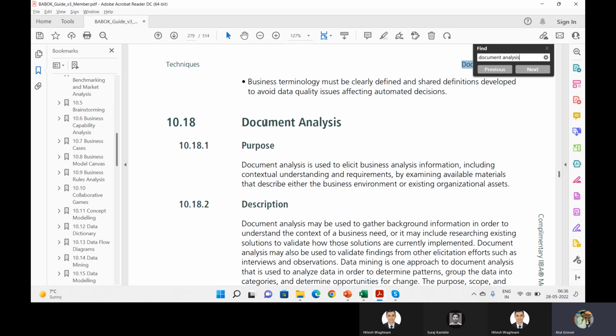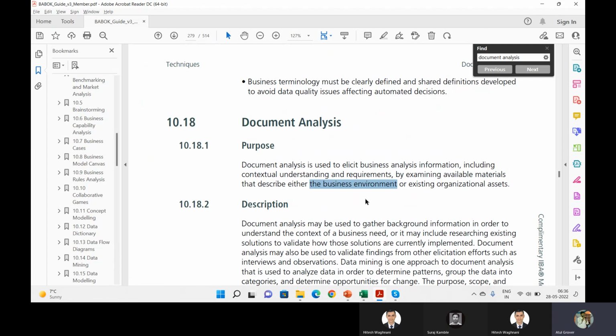Document analysis says that you have a pre-reference, meaning as the name indicates, you have some information in your hand in the form of a document, and you have to examine the available material and describe the business environment of the existing organization assets. Bhai, ab maine bola, guys, before I kick off this training session you should be ready, read about business analysis at your side. And here's the chapter, here's the book I'm giving to you, or maybe some document I'm giving to you. Read about the same.